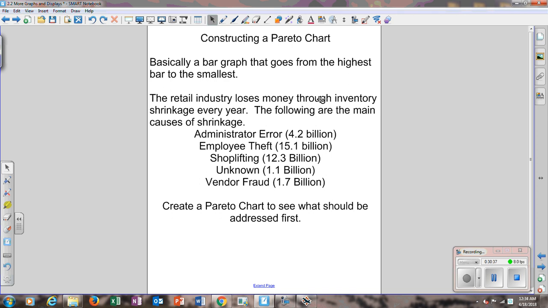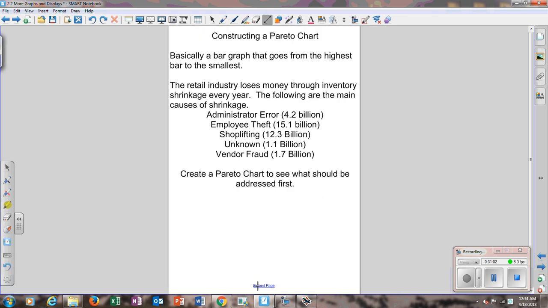So retail industry loses money through inventory shrinkage every year. The following are the main causes of shrinkage: administrator error, employee theft, shoplifting. I know some of you guys. Unknown, and vendor fraud. So employee theft is the number one reason, which kind of surprised me. Those are actual numbers. But employee theft is the number one reason for having inventory shrinkage.